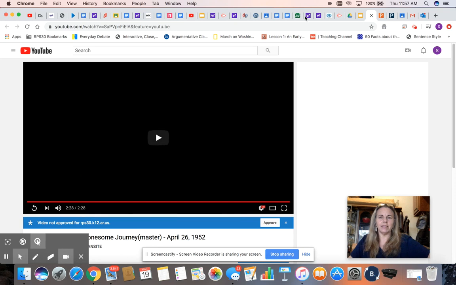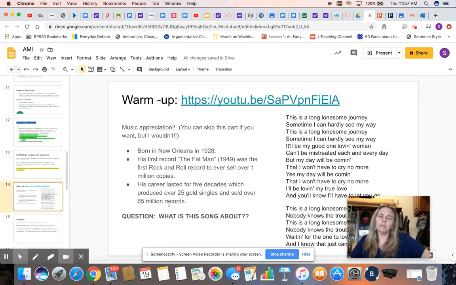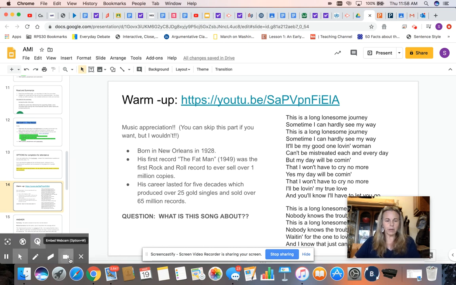Fats Domino. So, some information about Fats Domino. He was born in New Orleans in 1928. He sold a bunch of music during his lifetime. He was an artist for 5 decades. So, again, an important figure in rock and roll. All right, so let's talk about what that song was about.